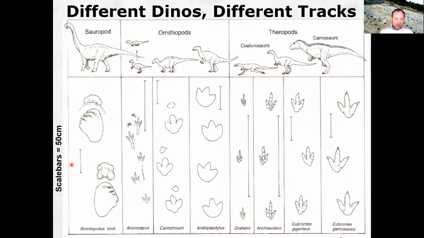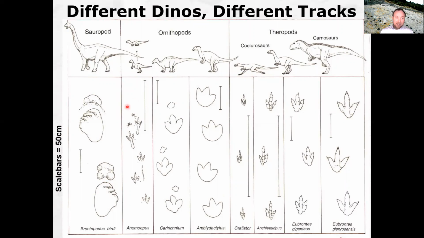All these little scale bars here, those are 50 centimeters. They're all the same. So you see that this massive sauropod foot is about 1 meter long, about 3 feet. So that's pretty big. You can see the width too. You can also see that the back feet are very different from the front feet, and we see that from the skeletal evidence as well.